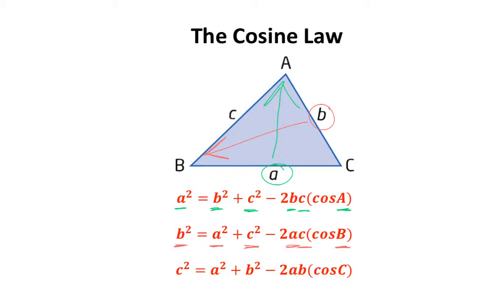And last but not least, if I want to figure out side length C, I'm going to need three things. I'm going to need angle C, side length A, and side length B. So if I were to rephrase, take a look at this equation down below. If I'm trying to figure out side length C, I need side length A, side length B, and angle C. You can choose to remember the cosine law using these little arrows that I've used, or you can straight memorize it. It's up to you.